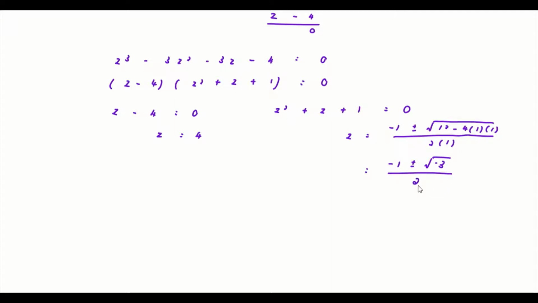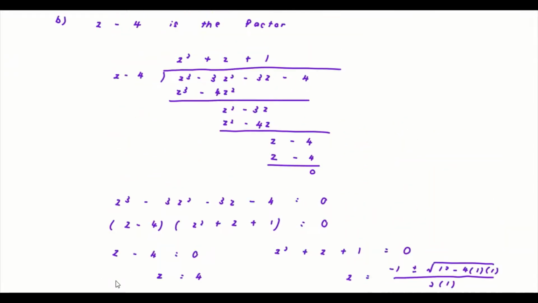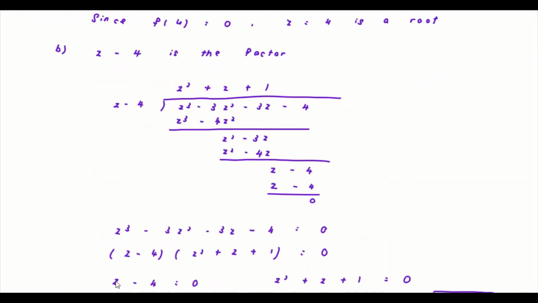Over 2, so negative 1 plus minus square root of 3, then i. I hope you can see that the square root of 3 multiplied with negative 1, where the square root of negative 1 gives you i, then square root 3. So from here, I'll be able to get my answers: negative 1 over 2 minus square root 3 over 2 i, and the other one is negative 1 over 2 plus square root 3 over 2 i. What's the question here? Find all the complex roots. So the complex roots will be these two, and you can just write down the complex roots.